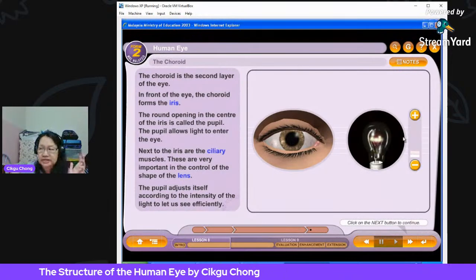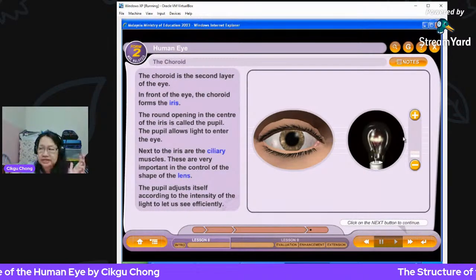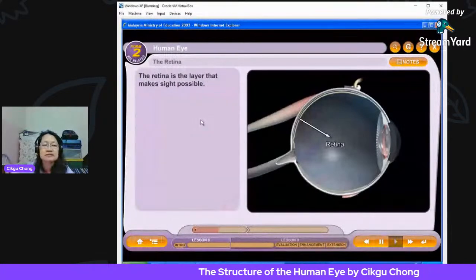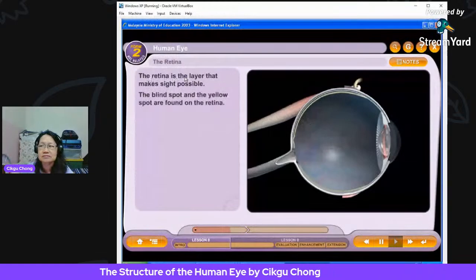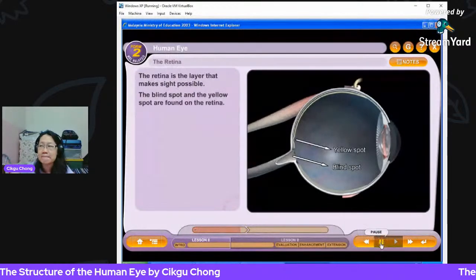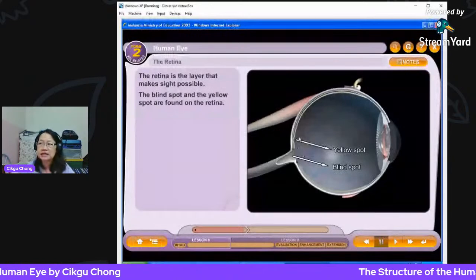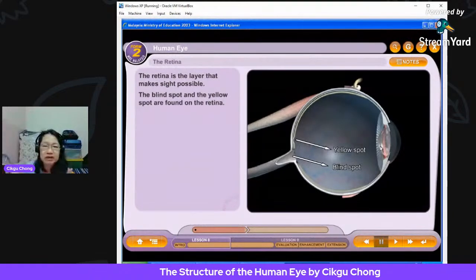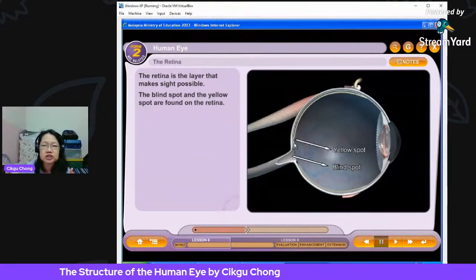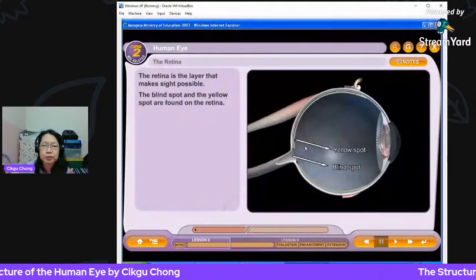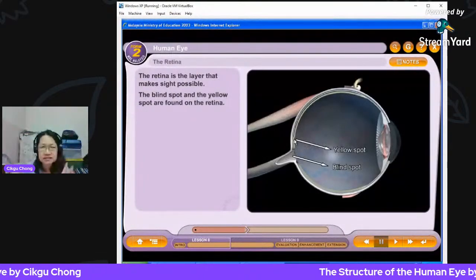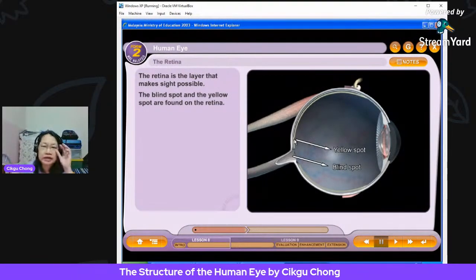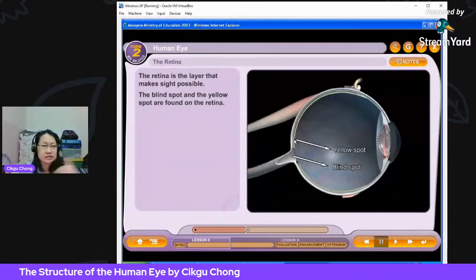Okay, next one. Now, the third layer is called the retina. This is the layer that makes the person able to see. Now, there are two important spots here. Remember the name, yellow spot. Yellow spot is directly in the pathway of this pupil here, where the light enters. The yellow spot is very sensitive. You have a lot of these special cells called receptors at the yellow spot, and they are responsible to produce the impulse and send it to the brain.